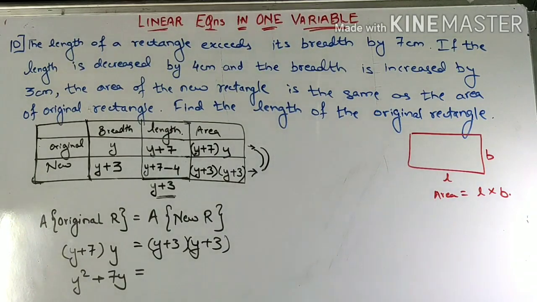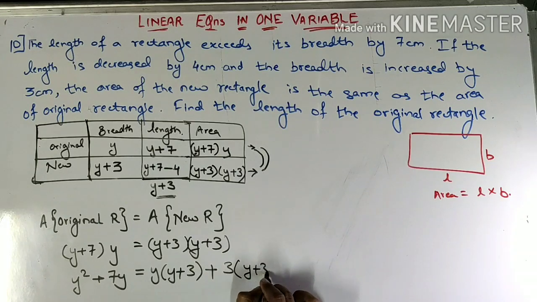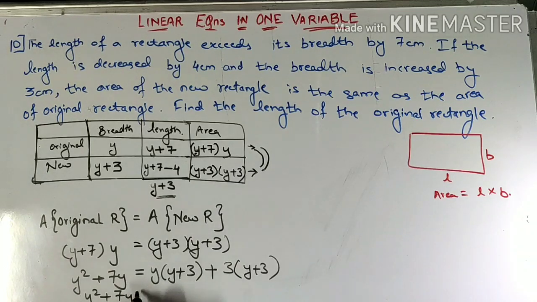But if you don't remember that, multiply first term into the second bracket plus second term into the second bracket. This is the way to multiply the brackets. Let's move ahead. So we have y square plus 7y equals y square plus 3y plus 3y plus 3 threes are 9.